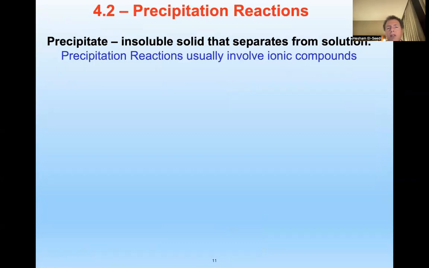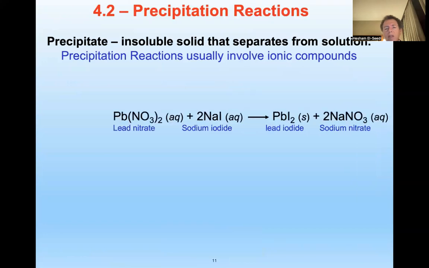Then precipitate. What does precipitate mean? It means that if you have a reaction and a precipitate occurs, this usually involves an ionic compound, right? This is what you have seen when you do the lab work, for example, lead nitrate plus sodium iodide. We usually start with positive followed by negative.